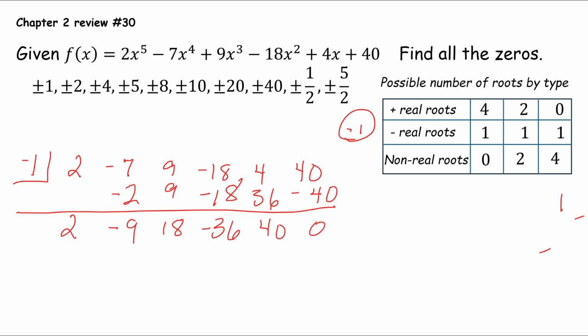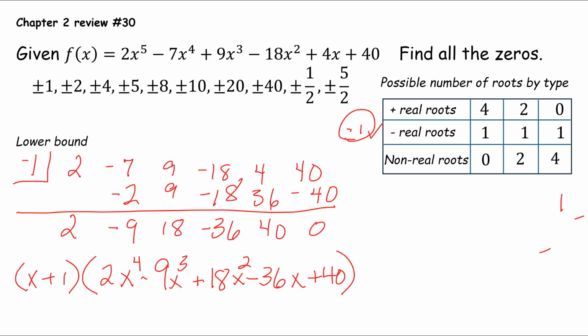If you look at the signs on the coefficients there, you've got a +2, -9, +18, -36, +40. So the signs alternate, which means that that is a lower bound. So -1 is a lower bound, and we would expect that because we know there are no other negative real roots. There can only be roots above -1.